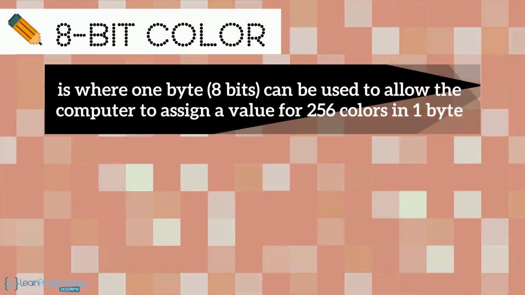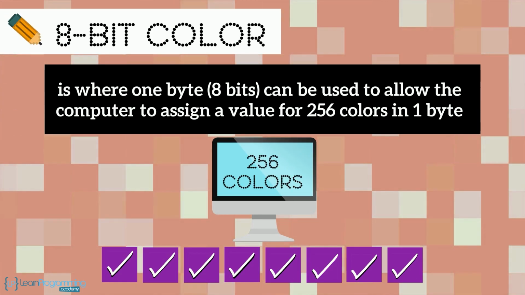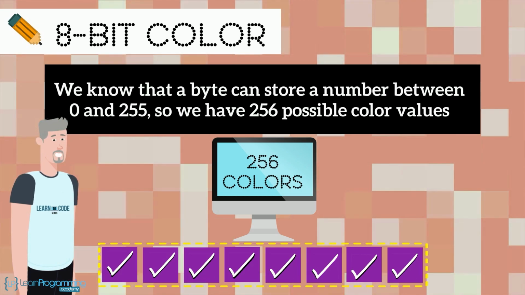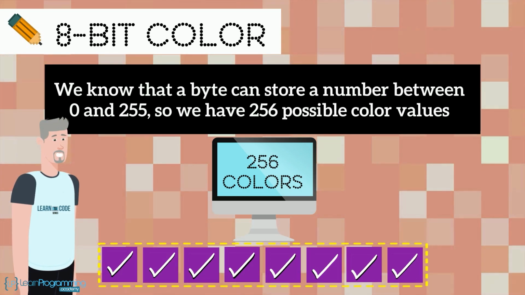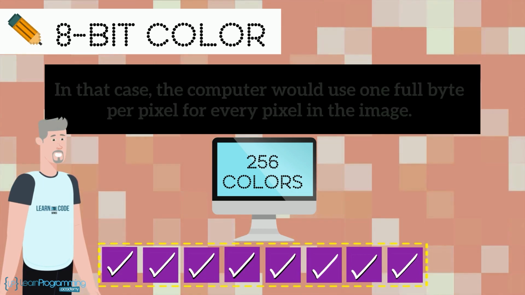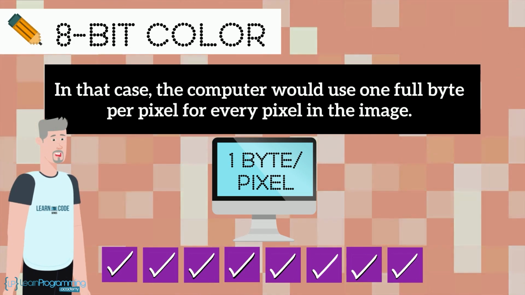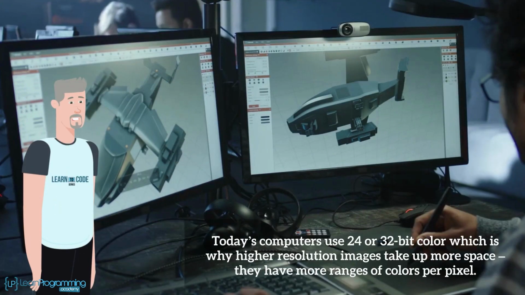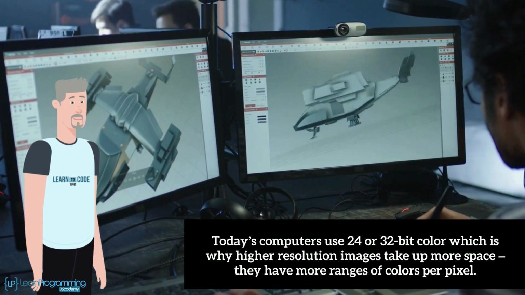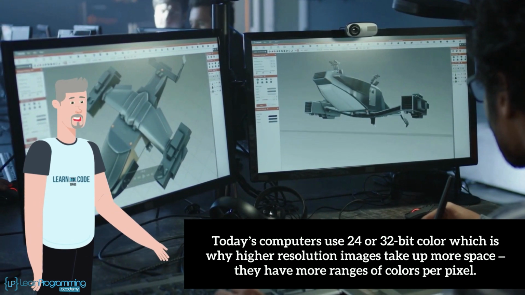So 8-bit color is where 1 byte, 8 bits, can be used to allow the computer to assign a value of 256 colours in 1 byte. We know that a byte can store a number between 0 and 255, so therefore we have 256 possible colour values. In that case, the computer would use 1 full byte per pixel for every pixel in the image. Today's computers use 24 or 32-bit colour, which is why higher resolution images take up much more space. They have more ranges of colours per pixel.